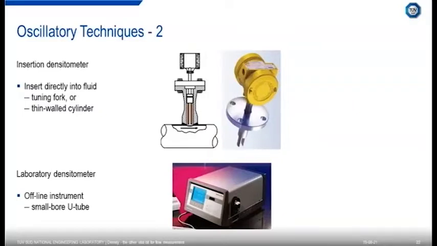So at the top, we see an example of an insertion densitometer where it's inserted directly into the fluid or sometimes in a side stream, and that would typically be a tuning fork design or a thin-walled cylinder. Laboratory densitometers typically are based on an oscillating U-tube design, and these are offline instruments. They can be used inline, but they're more typically offline instruments.